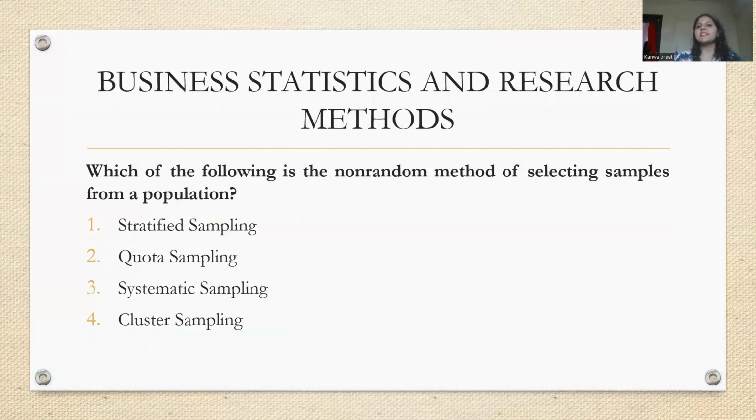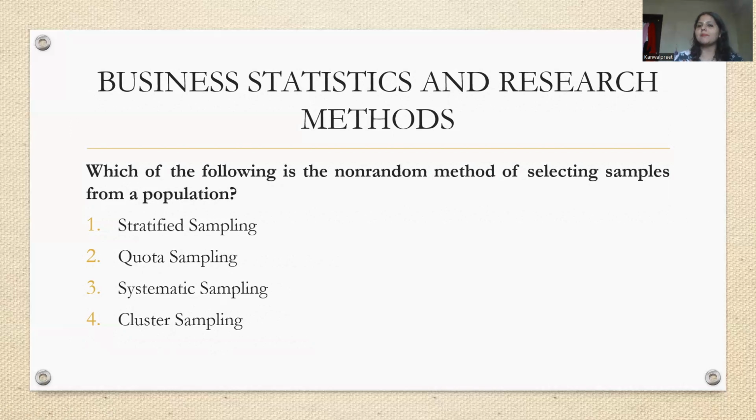Moving on to the next, business statistics and research methods, very, very important, not only from the viewpoint of the NET/SET examination, but if you are preparing for research papers, or you have to start appearing for your PhD interviews and you are interested in research. So this is also very much part of the Paper One syllabus, research aptitude, and the syllabus is quite interrelated or overlapping. I always suggest that it is beneficial for commerce students that you have studied this topic under your master's, and also you are covering it in Paper One. So dual benefit. Which of the following is the non-random method of selecting samples?